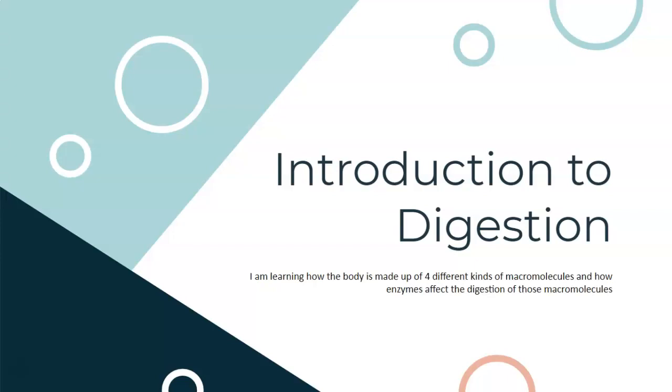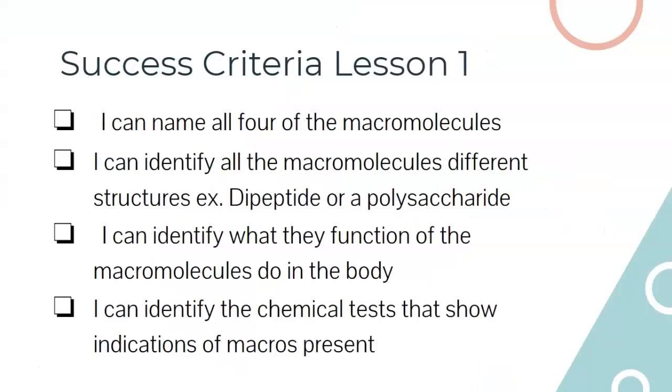Today, we're going to be talking about the 4 different types of macromolecules, and eventually we will get to the enzymes that play an effect in how these are broken down. So today, you've learned your lesson if you can name all 4 of the macromolecules, if you can identify different structures, and this is going to be a multiple day kind of lesson.